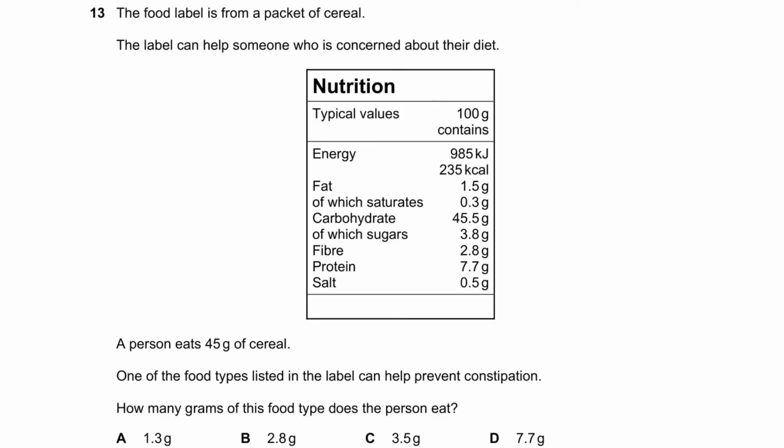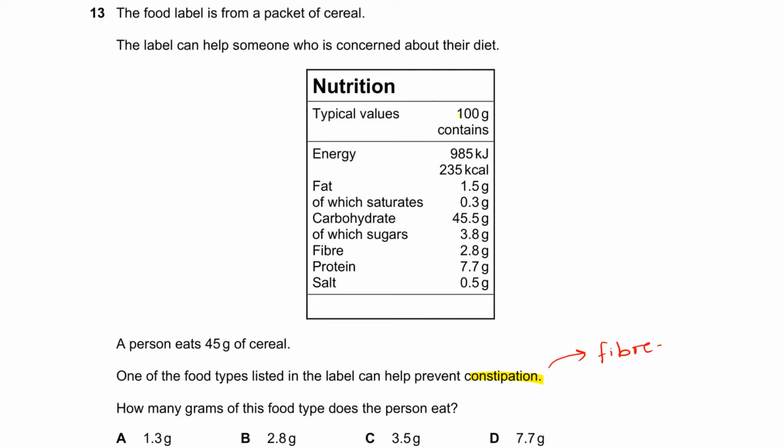Question number 13 says the food label is from a packet of cereal. The label can help someone who's concerned about their diet. A person eats 45 grams of cereal. One of the food types listed in the label can help prevent constipation. Constipation is prevented by fiber. How many grams of this food type does the person eat?